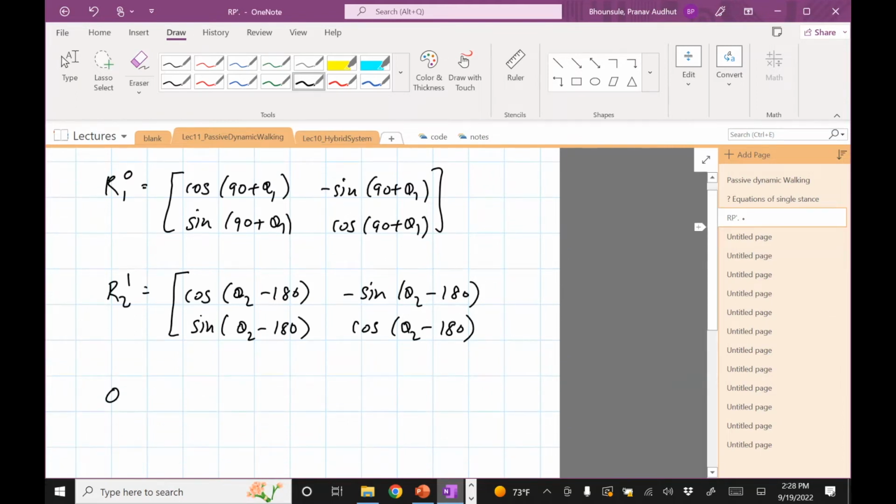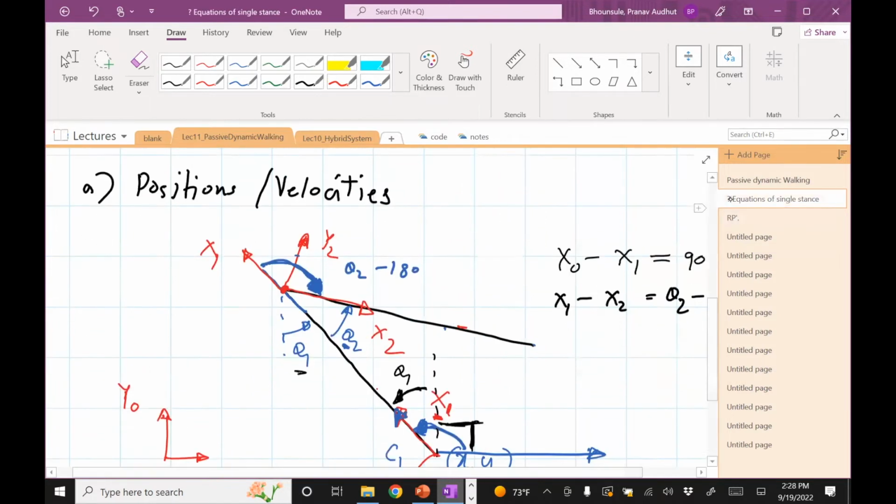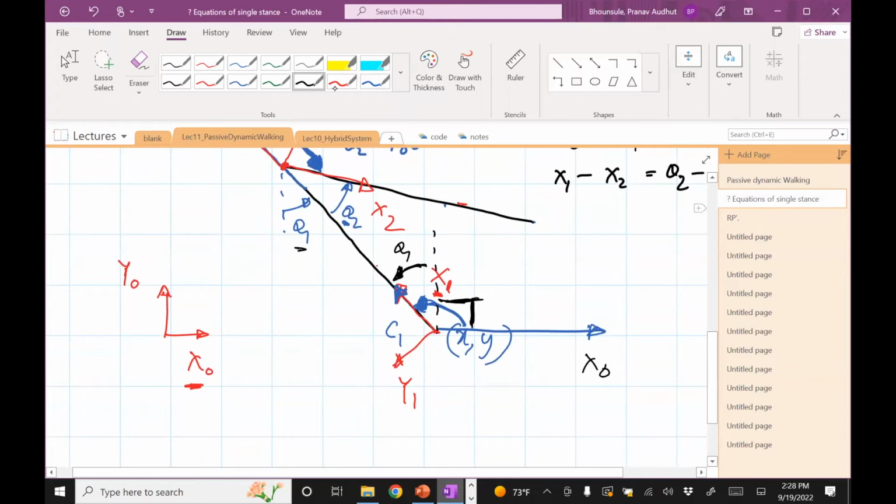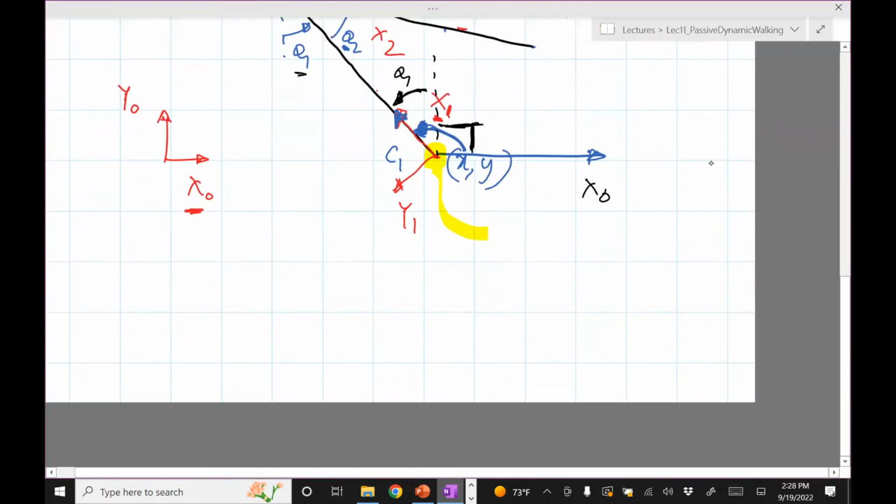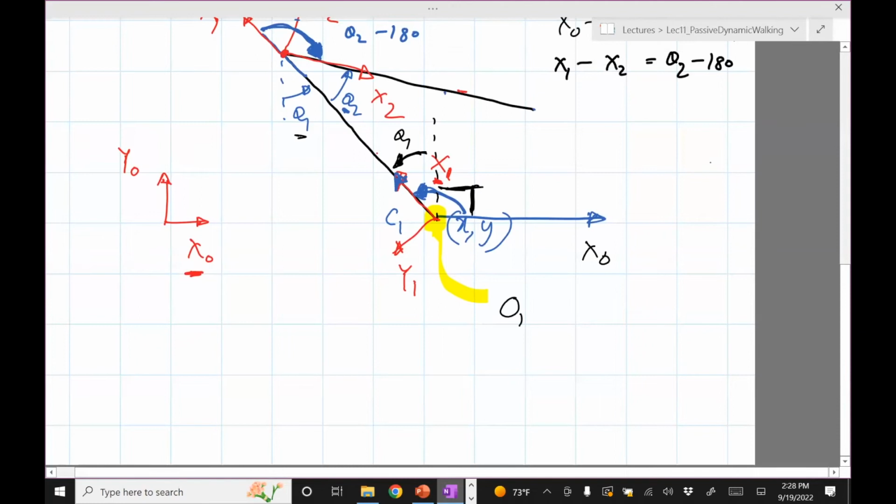Okay. I would also need the positions of frame 1 with respect to frame 0. You can check that here. This point is O1 with respect to frame 0, and you can see that it is simply x, y1. We write 1 because of the homogeneous matrix. So x, y1.